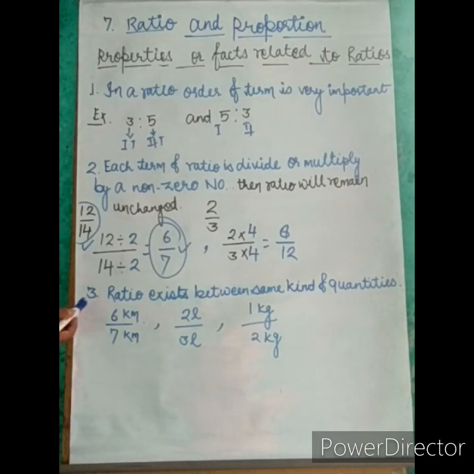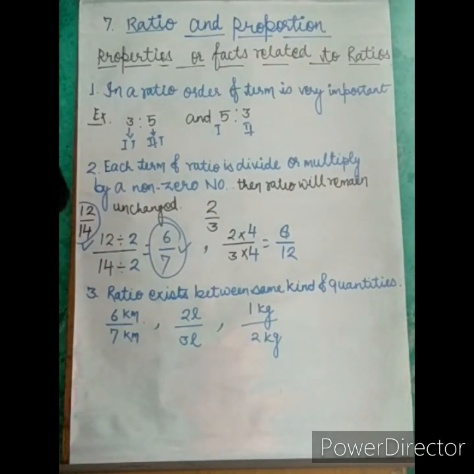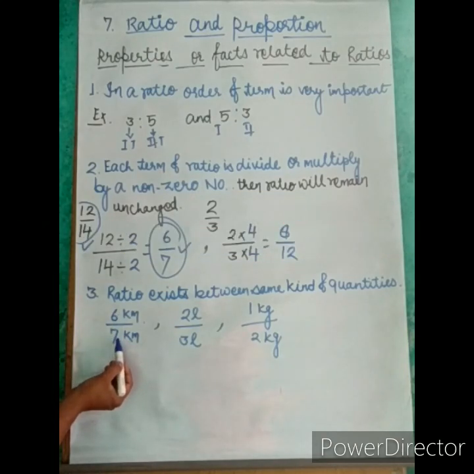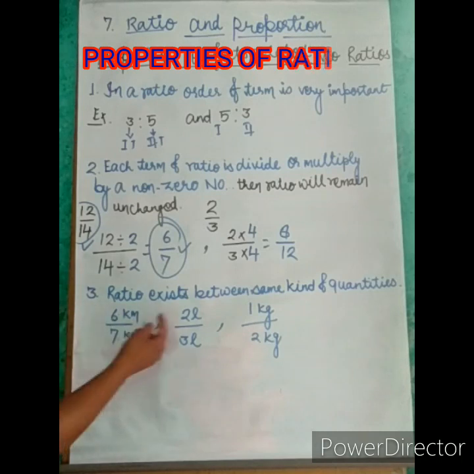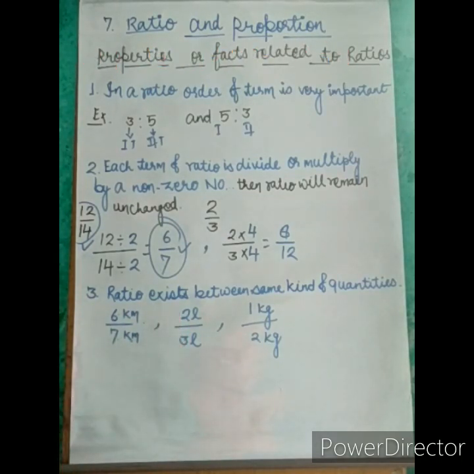Here the third property: a ratio exists between the same kind of quantities. We can form a ratio if the first term and second term are both the same quantity. Now 6 and 7. 6 is kilometer, 7 is also kilometer, means both represent distance. So we can have a ratio between them. Here 2 liter, 3 liter, both are liters. So here also we can form a ratio.